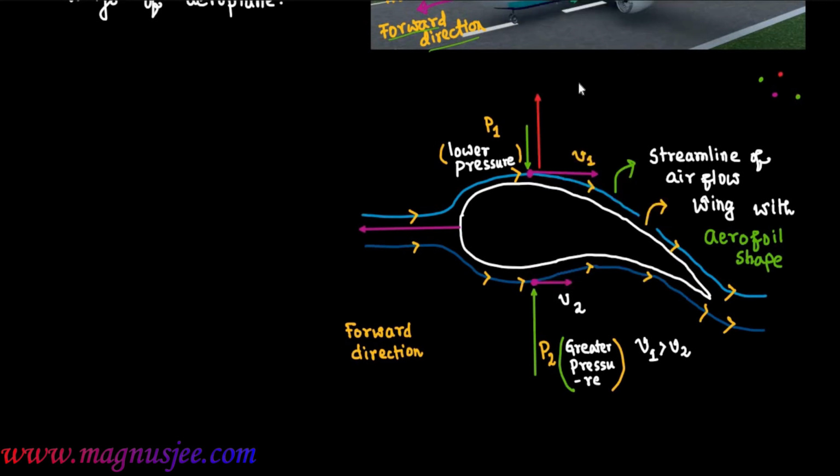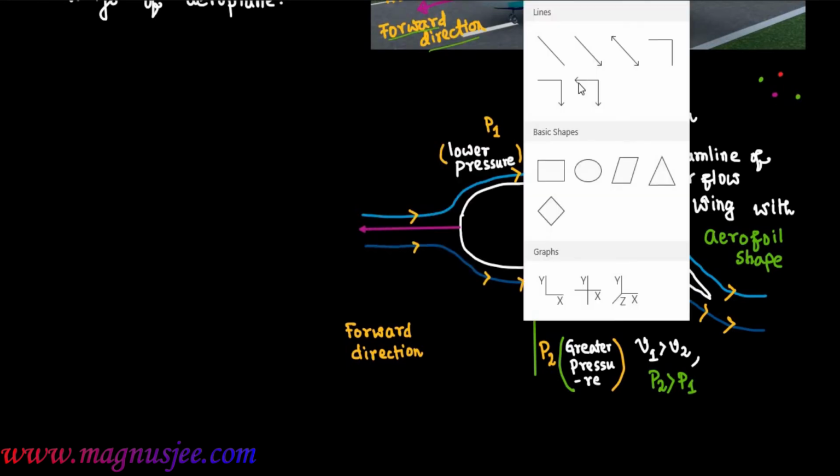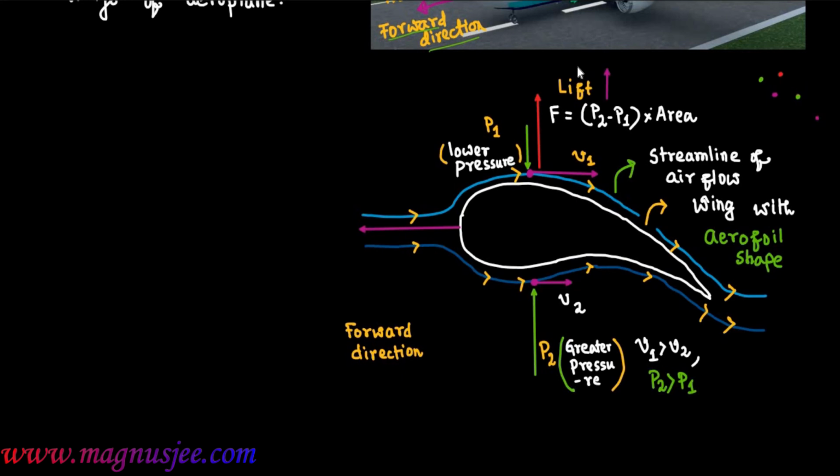As a result, a pressure difference P1 minus P2 will be acting upwards, and lift will act, and this lift or force is equal to the pressure difference into the area of cross section of the aeroplane wing. And here, as V1 is greater than V2, P2 will be greater than P1. This force is actually lift on the aeroplane wing, and this force acts vertically upwards due to the pressure difference between the upper surface and lower surface of the aeroplane wing.